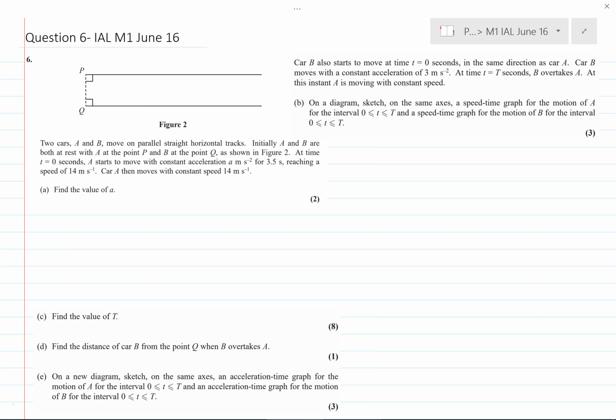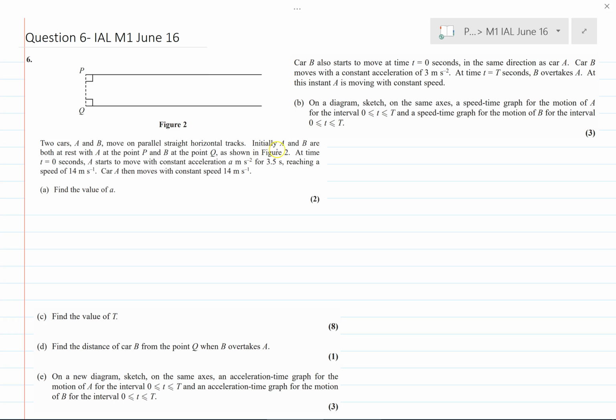Question 6, IAL M1, Edexcel, June 2016. We've got a situation where we've got two cars running in the same direction. They're given a diagram to avoid any confusion. They're basically running side by side to each other.